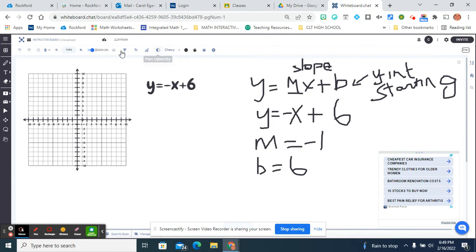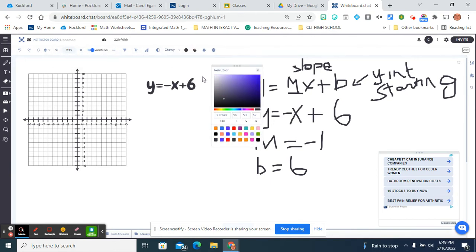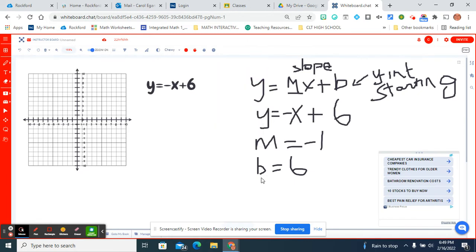So what that would tell me to do on my graph, and I'll change to different colors here to make it a little bit more noticeable, is the first thing I want to mark is my starting point, which is 6. So I go up to a positive 6 because that's what my b is, and I would put a point right here at positive 6.